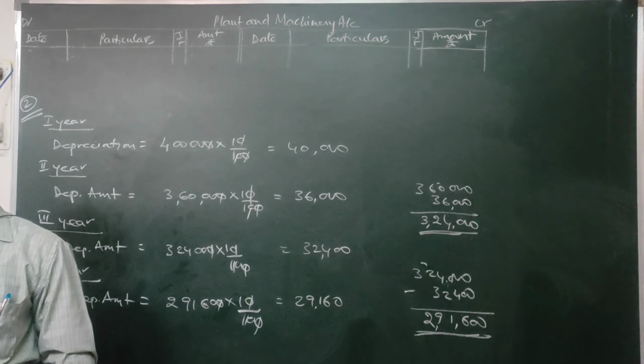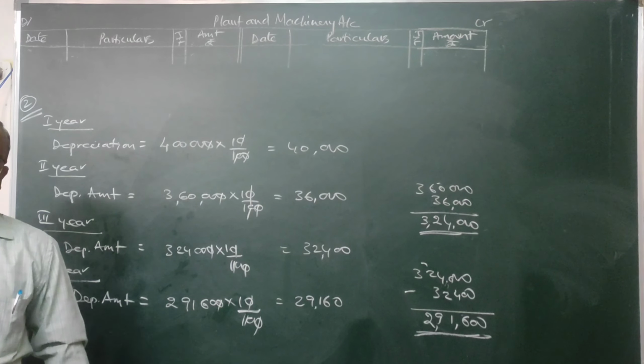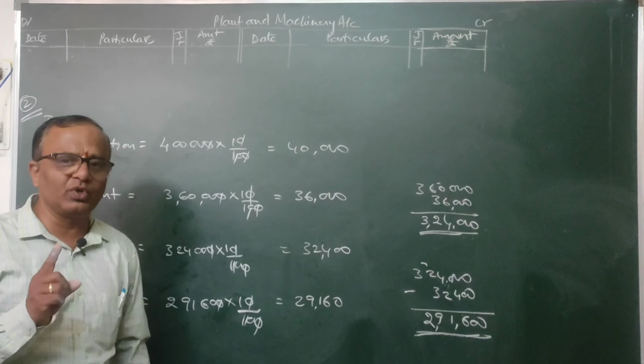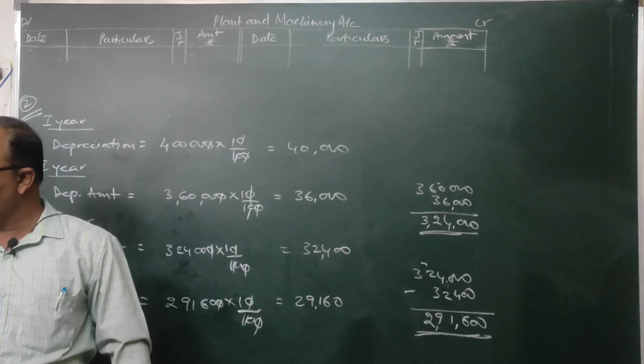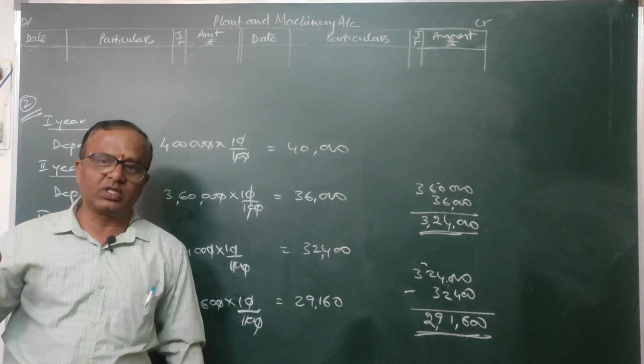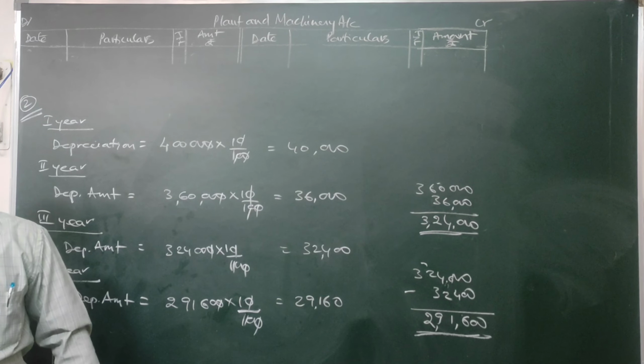Expected life 4 years, rate of depreciation 20%, scrap value 50,000. Now here you should not get confused between the straight line method and the diminishing balance method. This question was given in the 2017 BCom Osmania paper, and simply to confuse you, he has given the expected life and the scrap value.